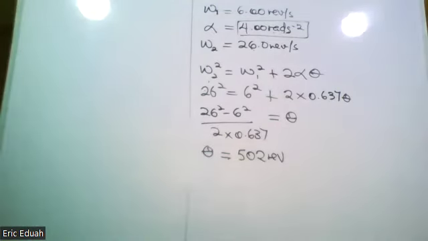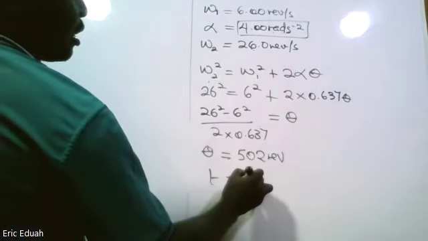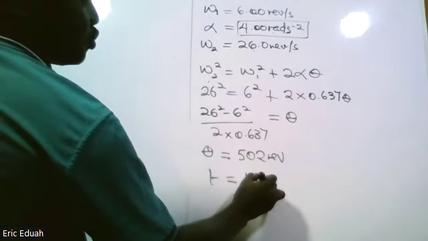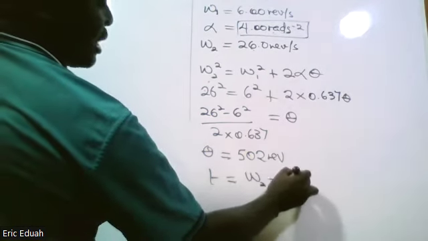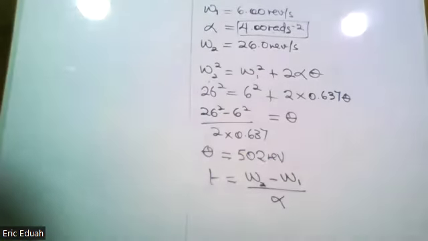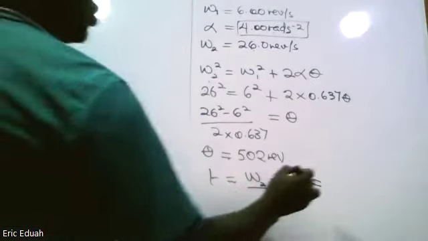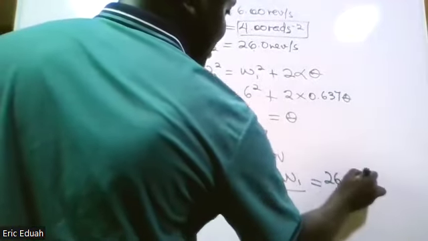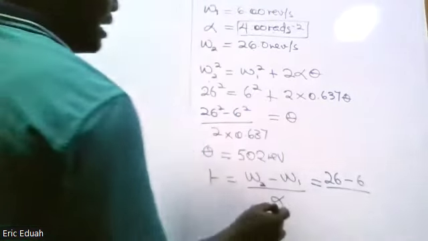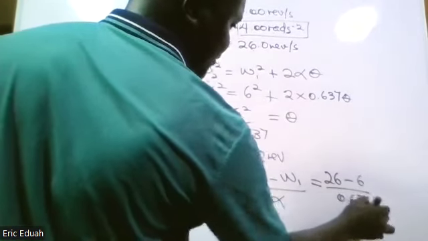revolutions. For the time we can use omega 2 minus omega 1 divided by alpha, as said by Akwiadoma. So what is omega 2? 26 minus 6 divided by 0.637.